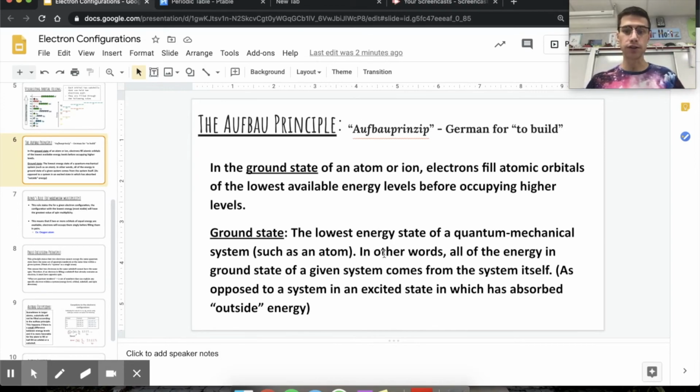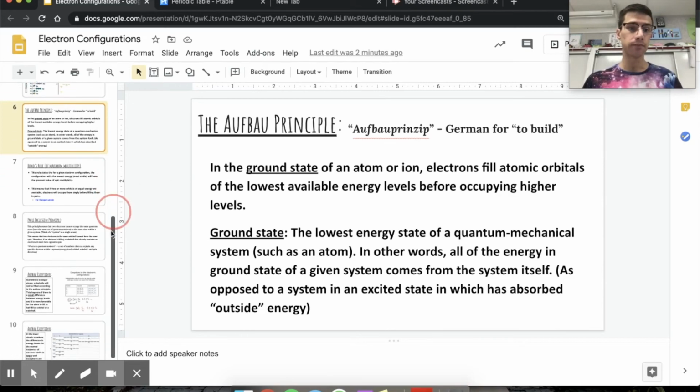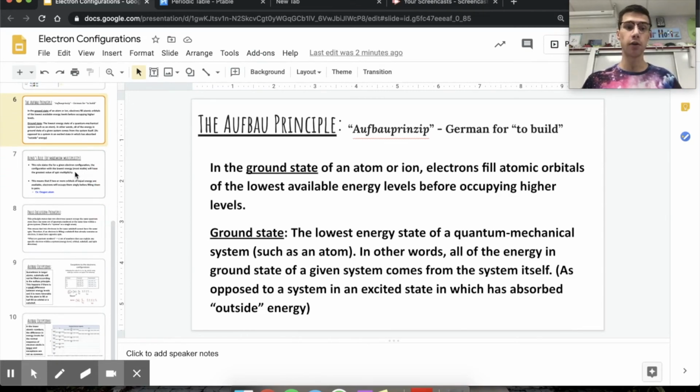So in other words, all of the energy in the ground state of a given system, meaning the internal energy of that atom, comes from the system itself, as opposed to a system in an excited state which has absorbed outside energy. So in this case, we're assuming we do not have an energized atom, which makes filling in these electrons pretty straightforward. Okay, but there are a couple more rules we need to know about.